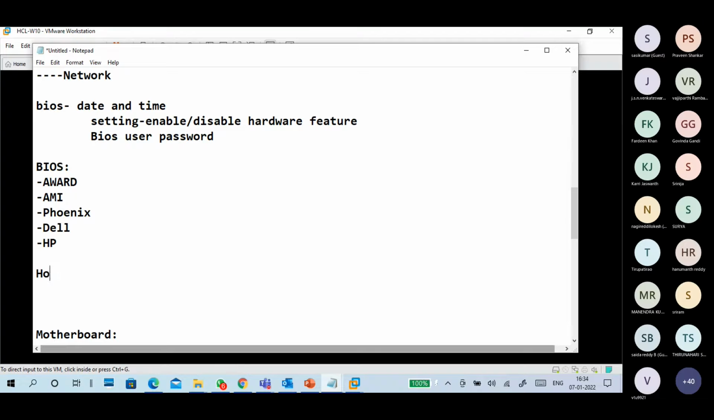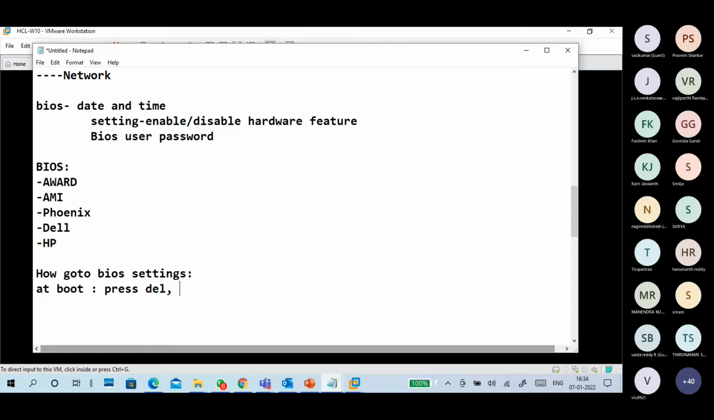Next, how to go to BIOS settings? At boot time, press Del. The most common one is Del. Earlier days, when we were in intermediate or polytechnic, when we joined any hardware classes, it was press Del. It's a textbook thing. You have to press the power button and keep pressing the Del button. Then only you can go to BIOS.